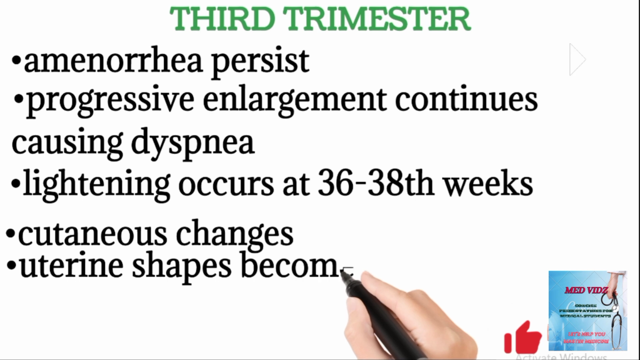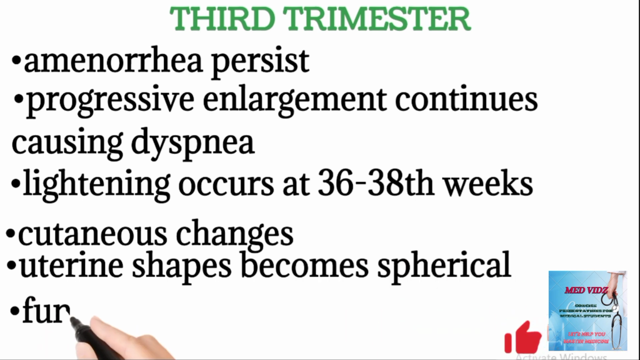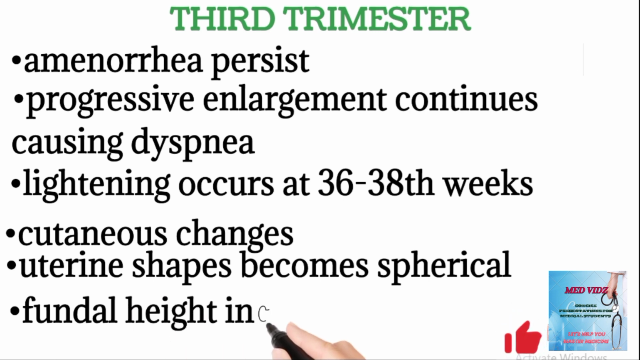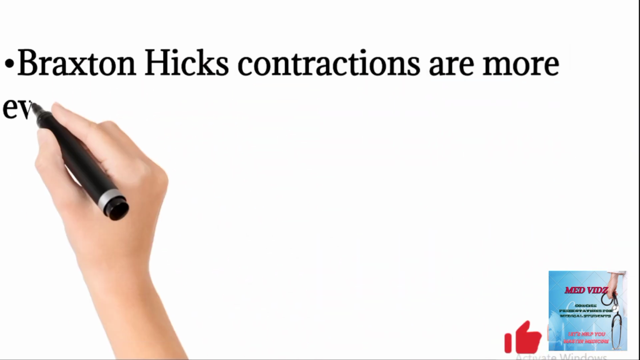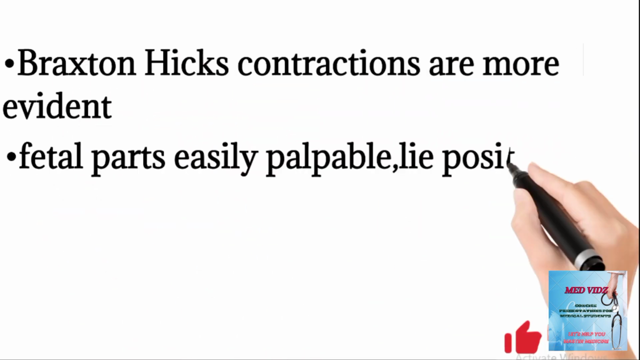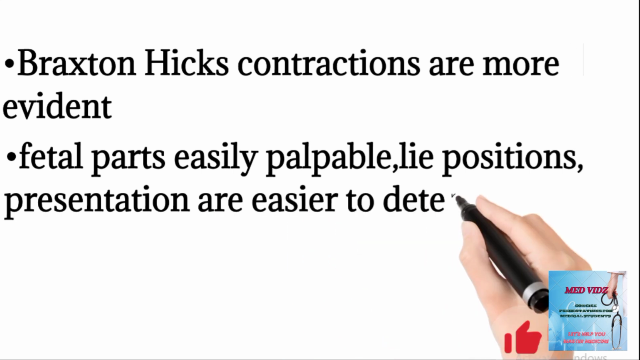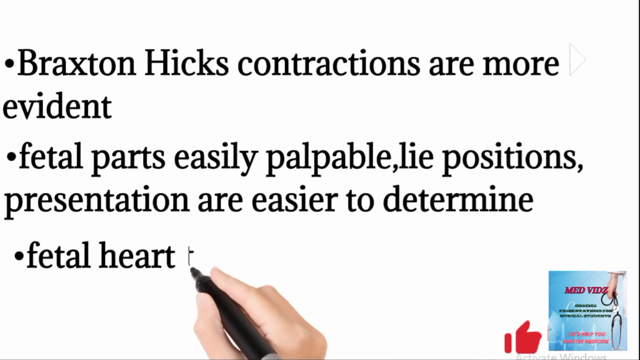And then you have uterine changes. The uterine shape now becomes spherical in the third trimester. And then you also have the fundal height, which increases and depends on the weeks of amenorrhea. Then Braxton Hicks contractions, which are present in the second trimester but less than in the third trimester, become more prominent. Then fetal parts are now easily palpable. The lie, position, and presentation can easily be determined.